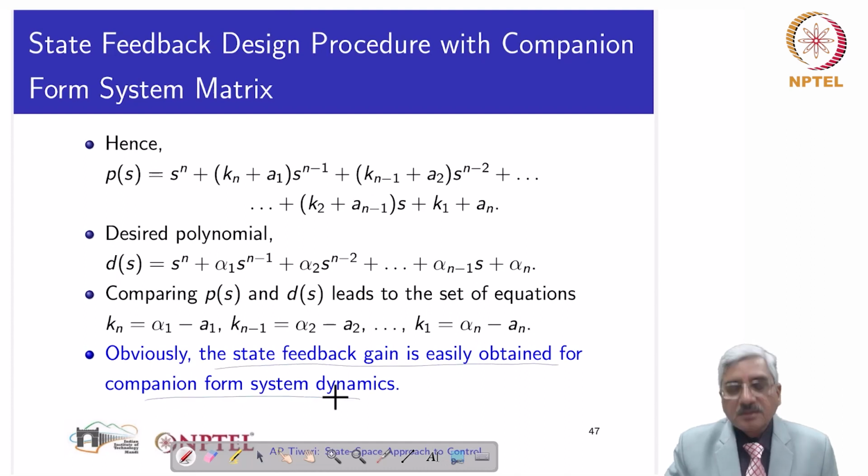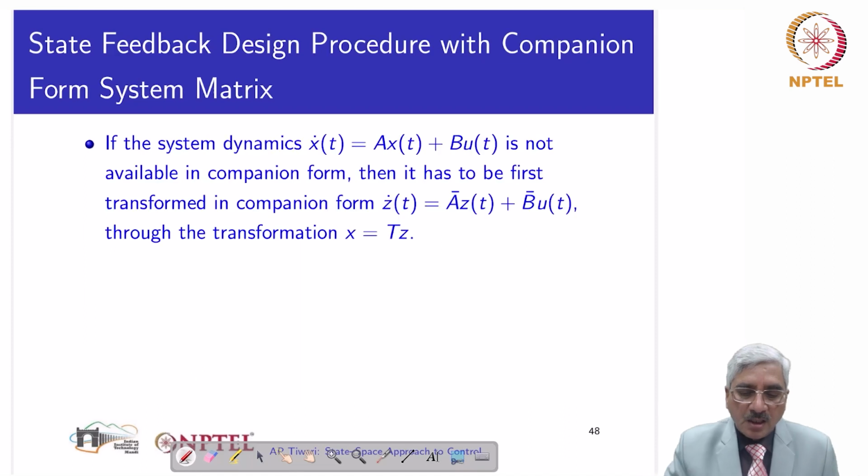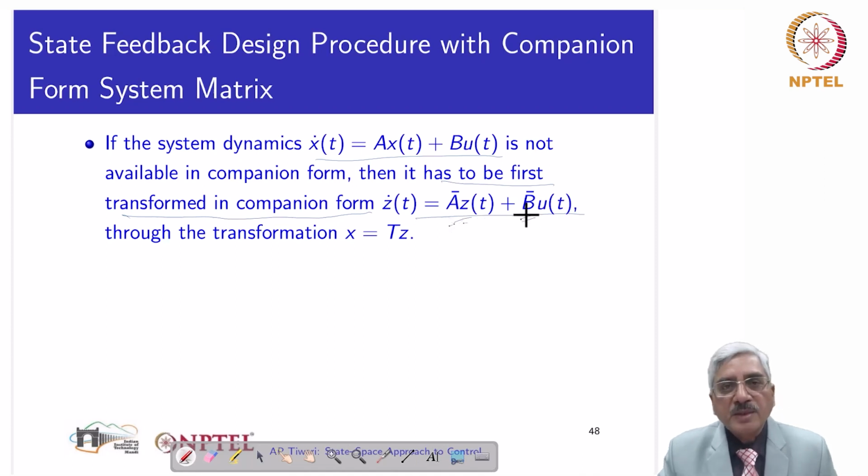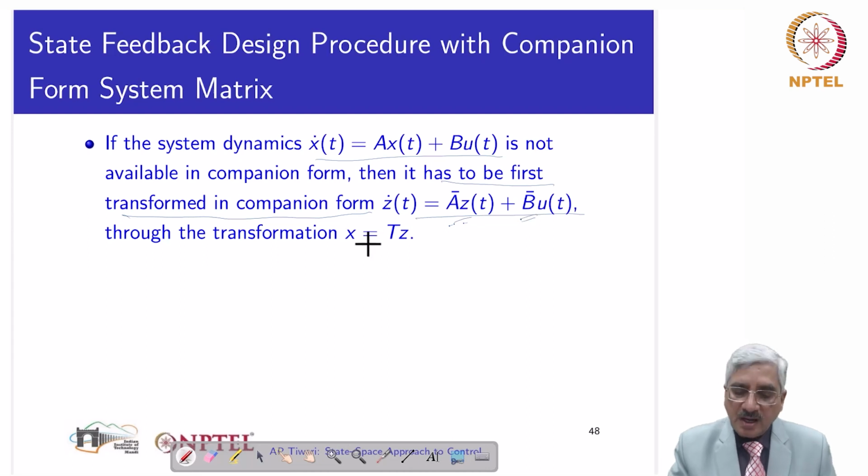This is what is to be emphasized: the design is easily obtained with the companion form description. If the system dynamics is not given in companion form, then it can first be transformed into companion form. A bar and B bar are the system and input matrices for the companion form system, and the transformation we can use is x equal to T z, and this T we know comes through the controllability matrix. We had seen it earlier. We will do it also with the help of the example.